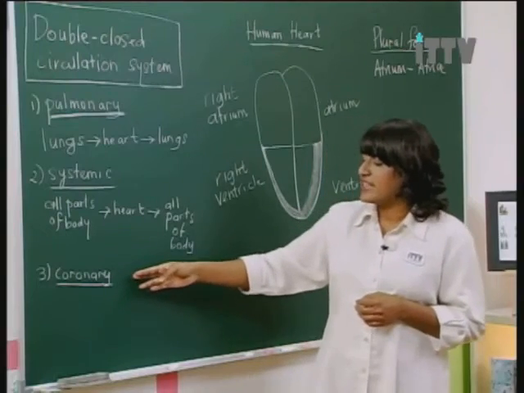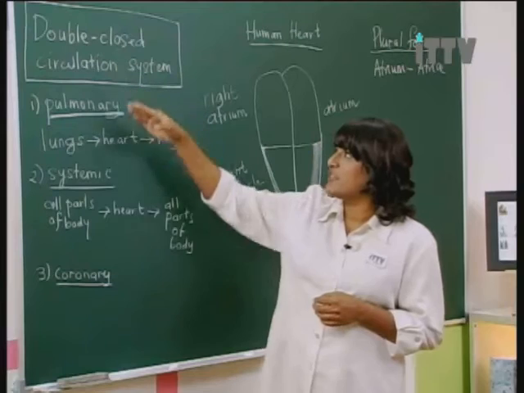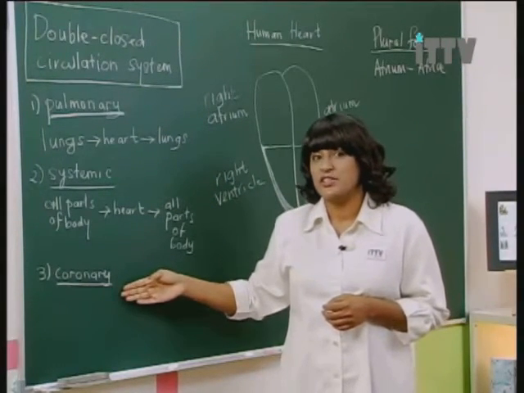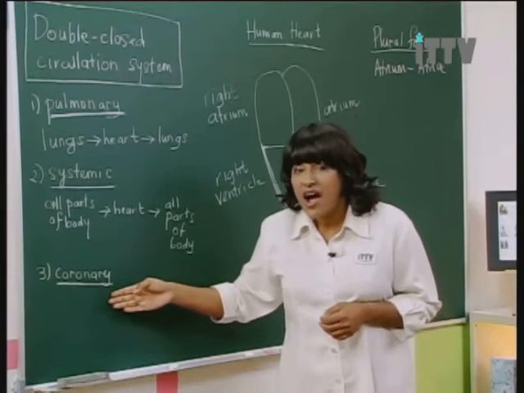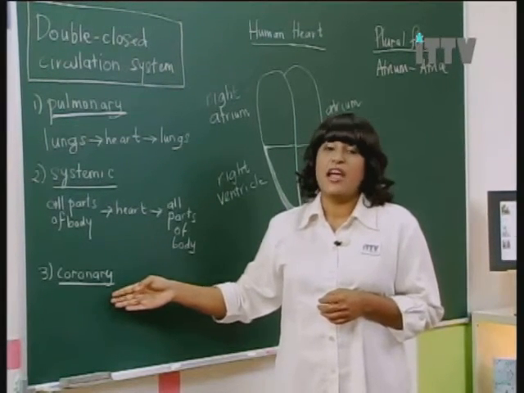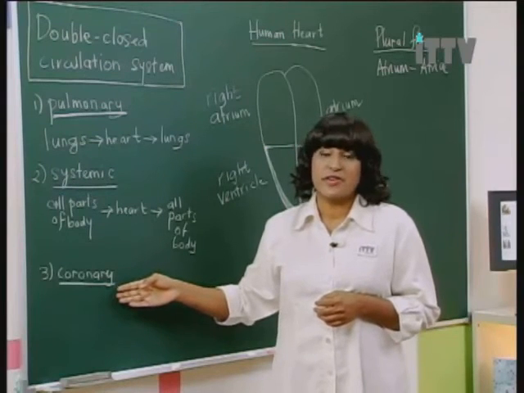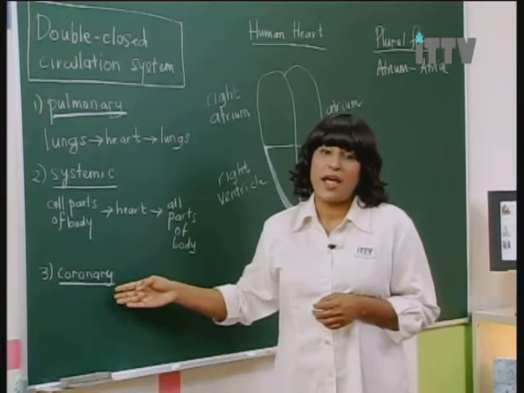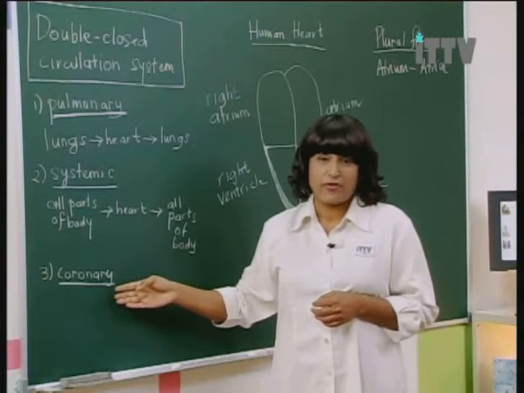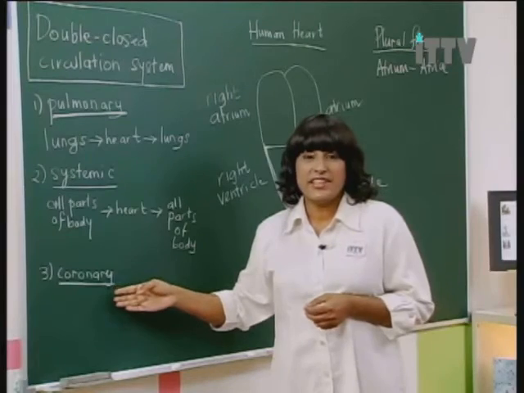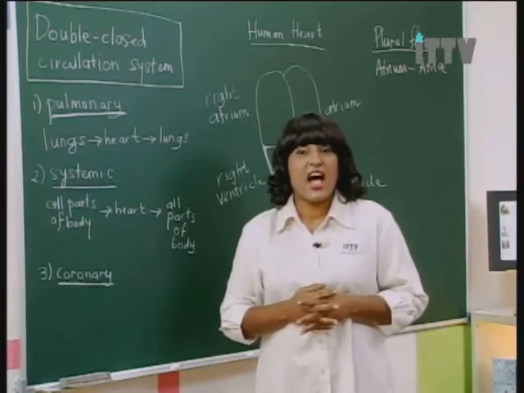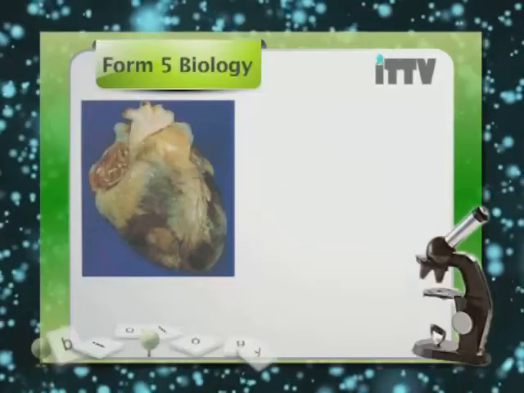We have another circulation here which is not considered part of this double closed circulation system, but it is a very important one, whereby the heart itself is infused with blood by the coronary system. We have the coronary arteries and the coronary veins to supply blood for the functioning of the heart itself. Now let us take a look deeply into today's lesson, which is none other than the human heart. Let us take a look at the following diagram.